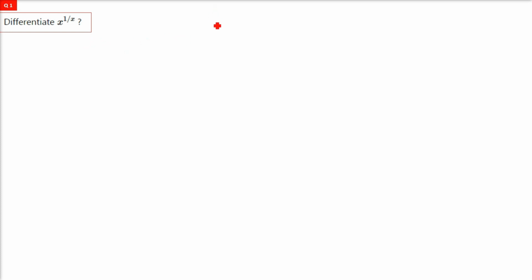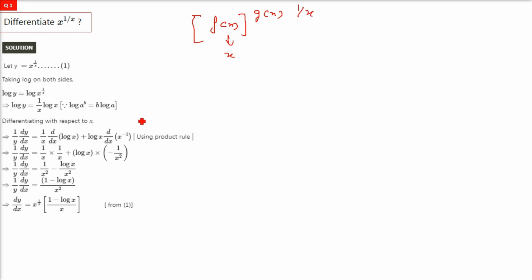The first question is x to the power 1 by x. So one is f(x), one is g(x). What is f(x) here? It is x. What is g(x) here? It is 1 by x. So both are x dependent. They have x here. So we will do it step by step, and these steps will make a formation for the other questions. So y is actually x to the power 1 by x.